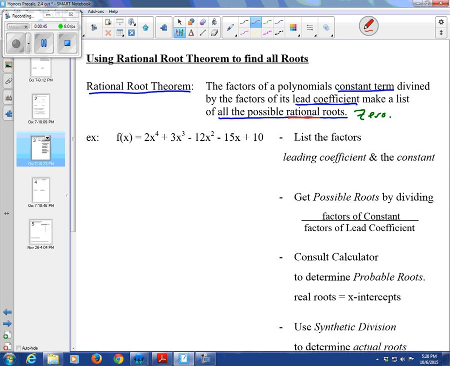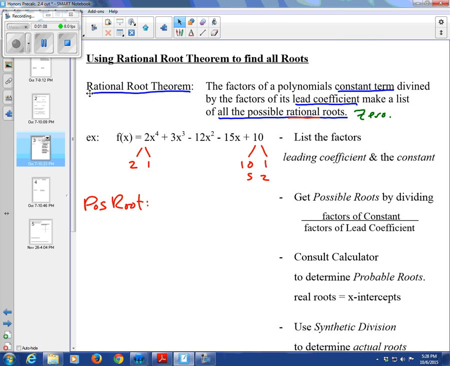Looking at this, if we've got our f of x right here, we have a lead coefficient of 2, so the factors of that lead coefficient would be 2 and 1. And we've got a constant of 10, and the factors here would be 10 and 1, 5 and 2. We can get a list of possible rational roots here by taking the factors of our constant and dividing them by the factors of our lead coefficient.